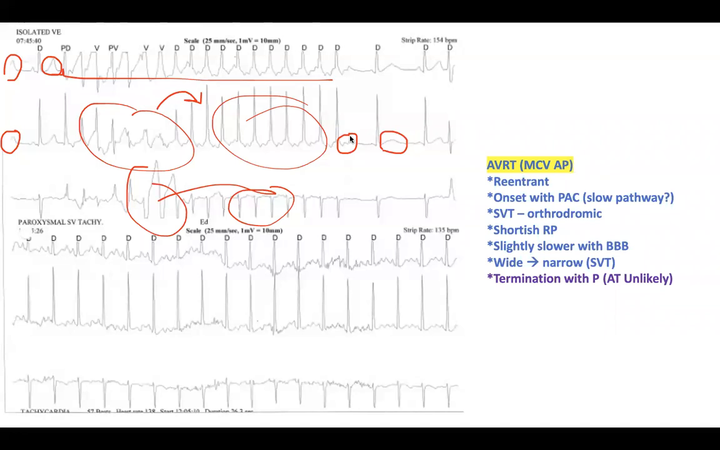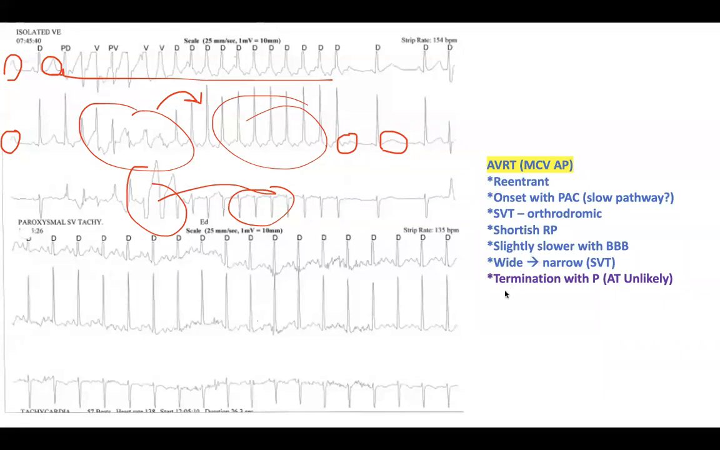There is shortish RP, not super short. Shortish meaning not short RP, okay? But not by definition long RP, it's shortish RP, in between. And then it might slow down slightly during bundle branch block, wide into narrow. So that's an AVRT type SVT, okay?